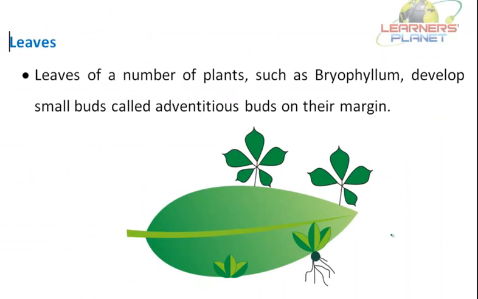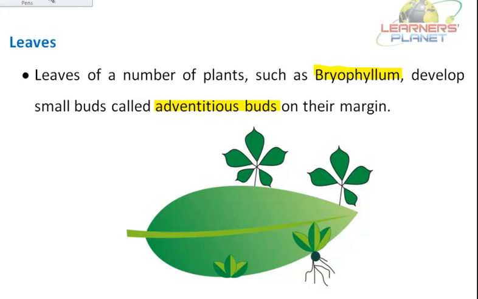So students, leaves of a number of plants such as Bryophyllum develop small buds called adventitious buds on their margin. So here you can see the beautiful diagram of Bryophyllum.